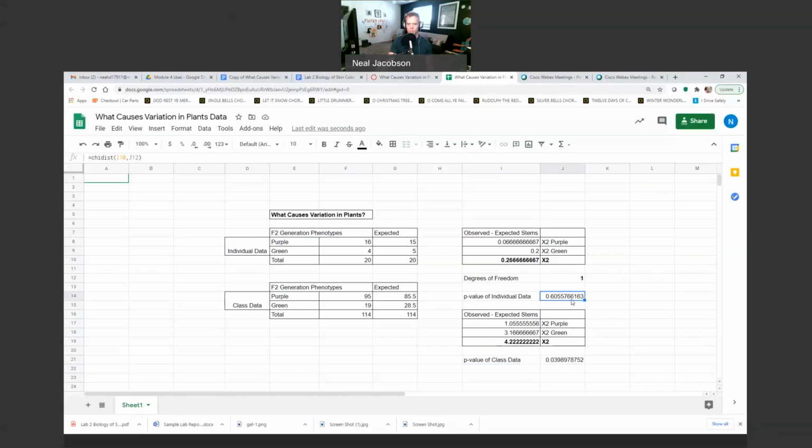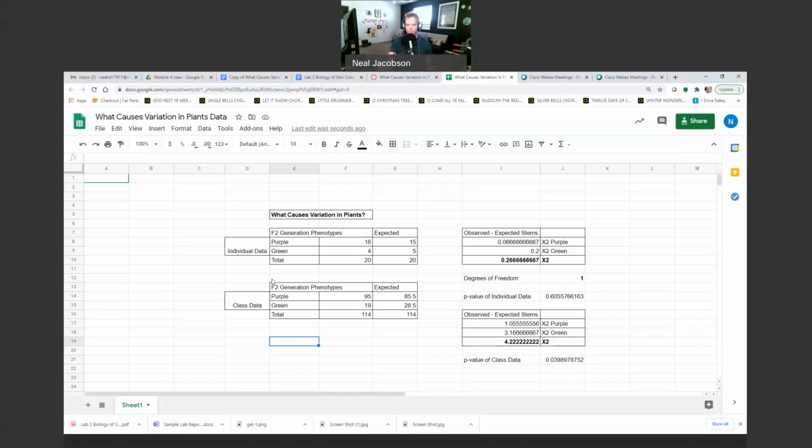So that's the probability that the differences I saw were due to chance. Pretty good chance that the differences between 16 and 15 were due to chance, and 4 and 5, that's due to chance. So I'm not rejecting my model with this one, with my individual data, but check this out.